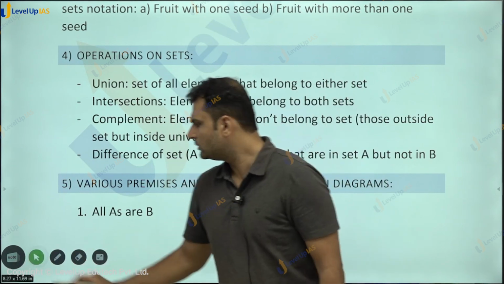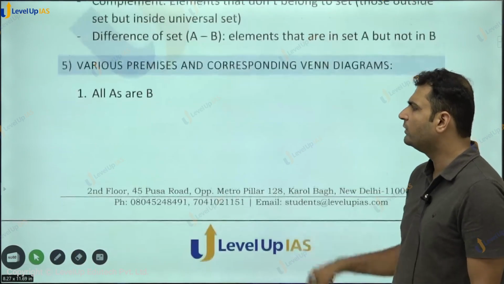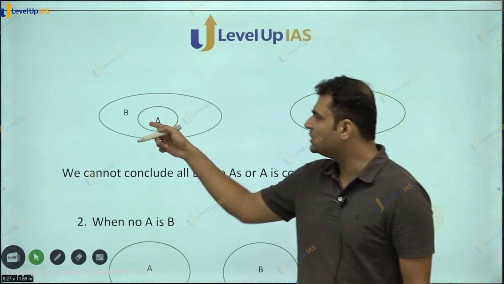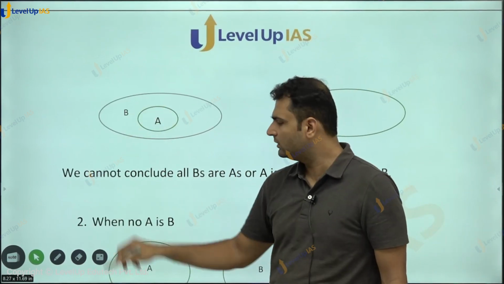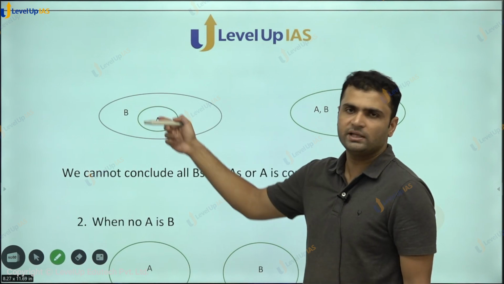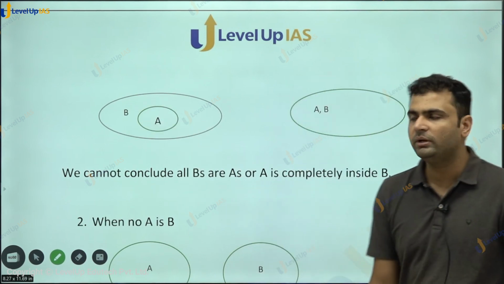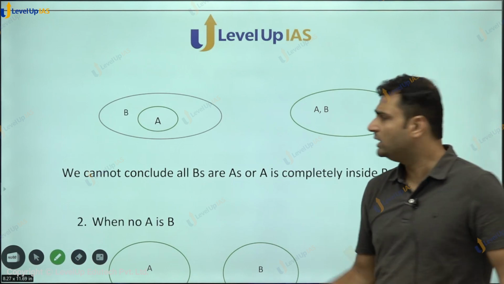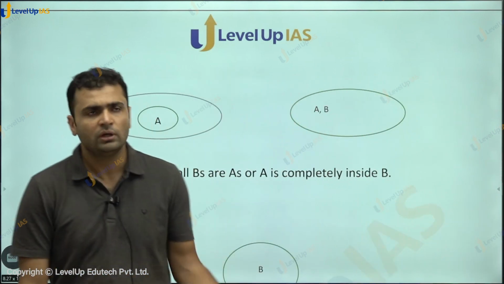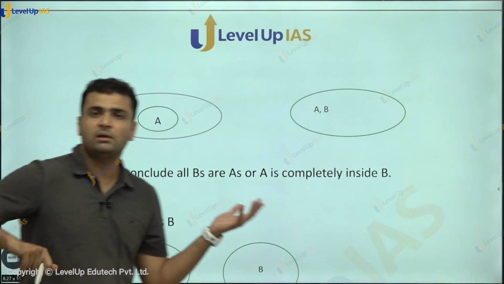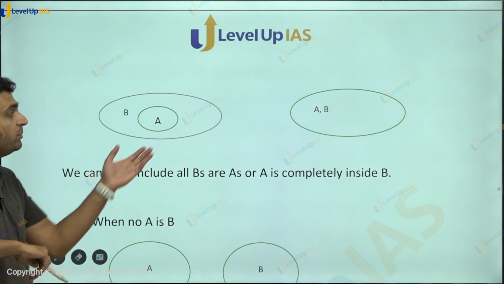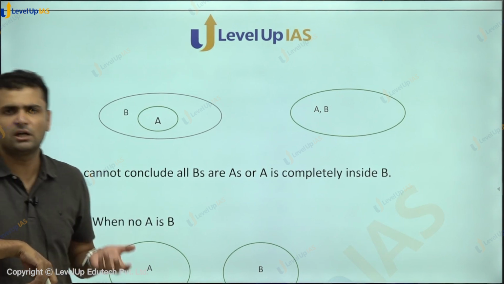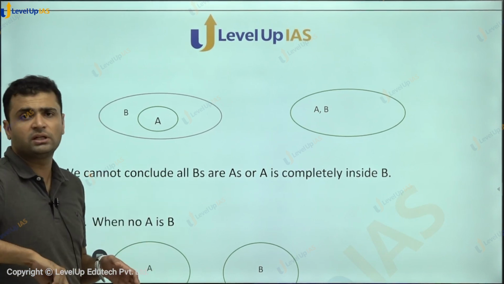Next, how to draw Venn diagrams for various premises. First is all A's are B's. So all A's are B's means A is entirely within B. All A's are B's. So A would be totally inside B, or they are the same. A and B are the same. So in this case also, all A's are B's is true. It holds. So both cases can be there, and our statement needs to be true in both cases. Every time we don't consider both cases, we will consider the more general case, which is this.